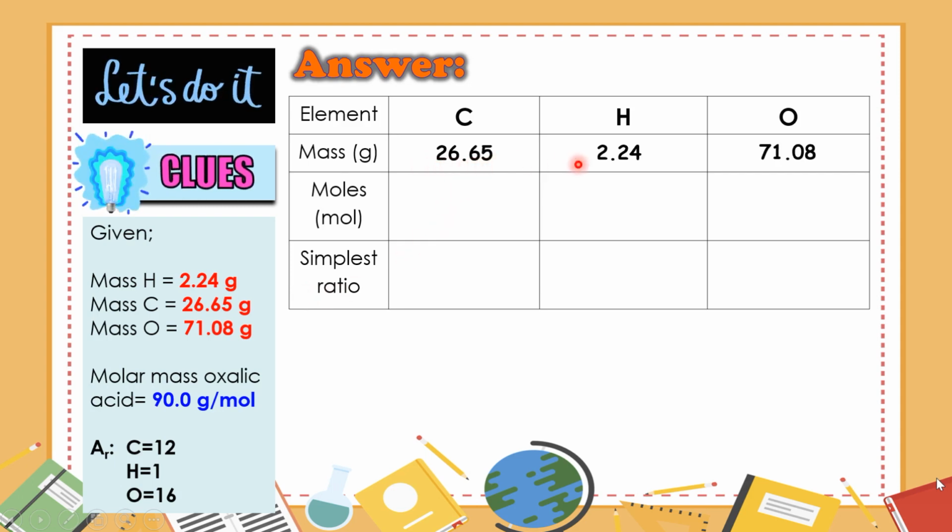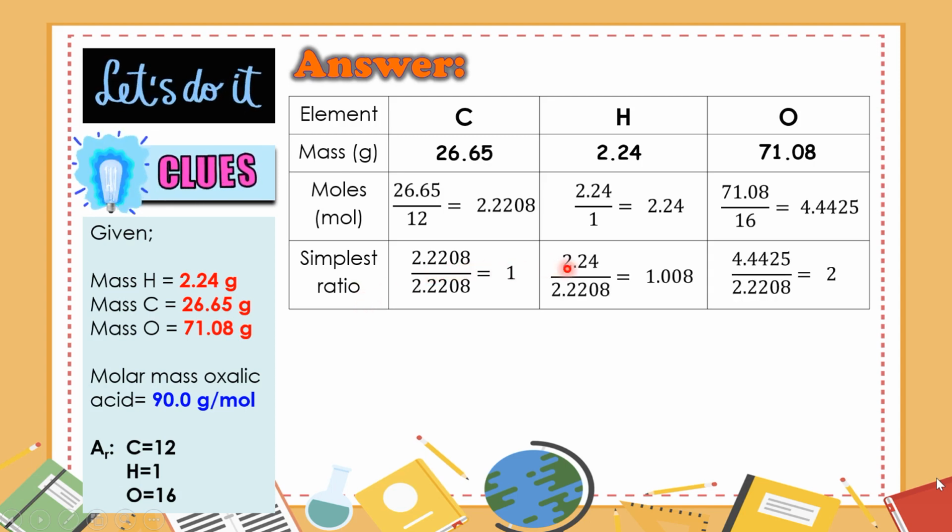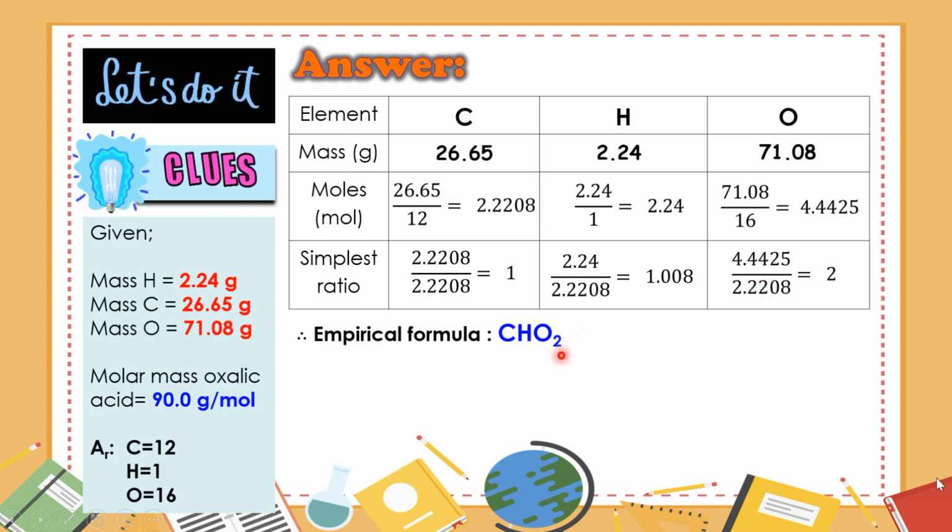The mass of each element in gram. Next, calculate the moles of each element: mass over molar mass. From the calculation, we can clearly see that the moles of carbon is the smallest among all. Therefore, for the simplest ratio calculation, the number of moles for each element must be divided by the number of moles of carbon. Therefore, the empirical formula of oxalic acid is CHO2.